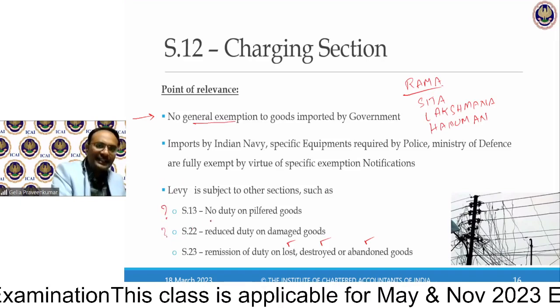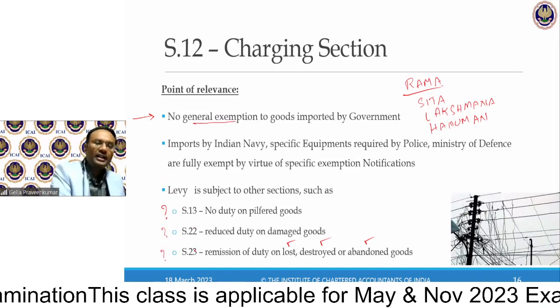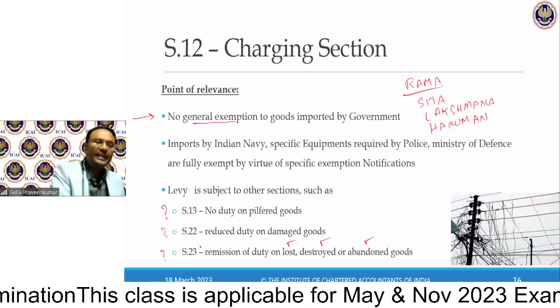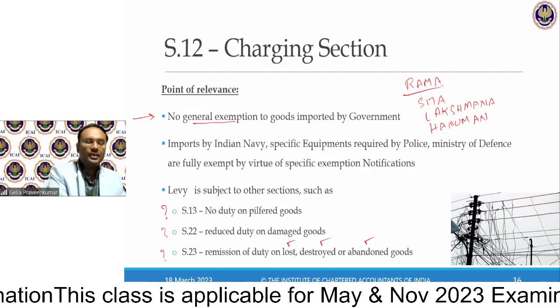Was there any damage? There is no damage. Was there any loss or destruction? No. Then please pay your customs duty. Again, I repeat these 3 points, students.